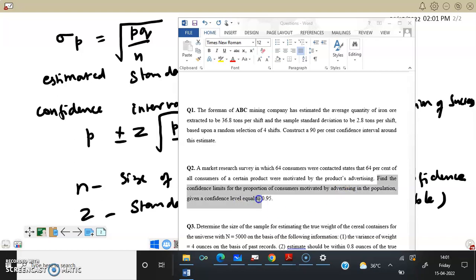Given confidence level is 0.95. Normally it will be 0.95 only. So given confidence level equal to 0.95. This is what we are going to solve. So we'll go to the next board.